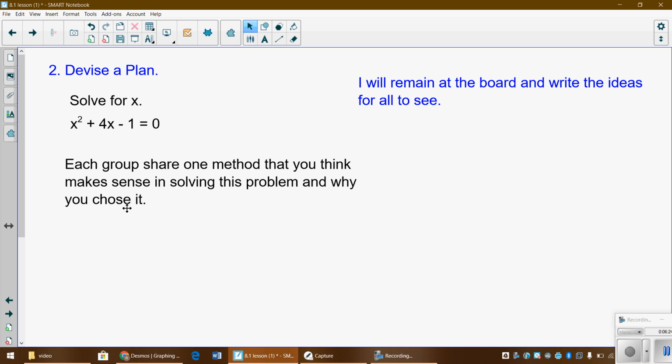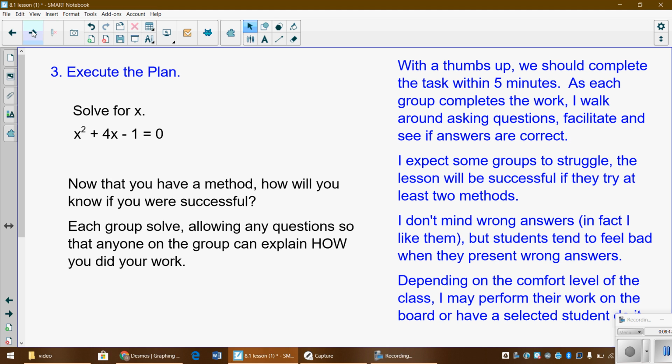So once they've had that time, each group share one method that you think makes sense in solving this problem and why you chose it. I'll remain at the board with this information here, and I'll be writing down the different methods. Typically, we have team names or group names, and so I'll put the group name and the method that they chose, the words that they gave me. I won't be solving it.